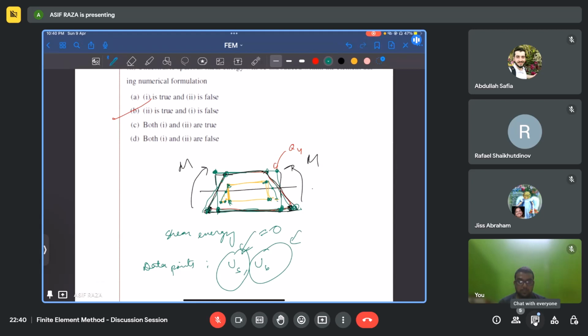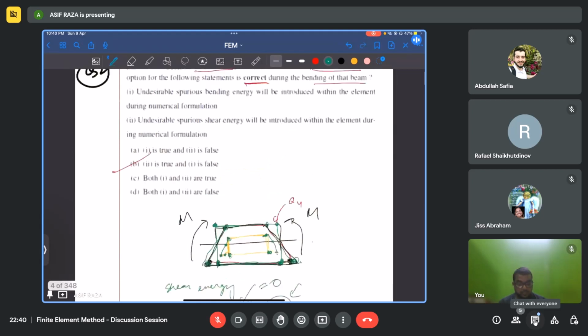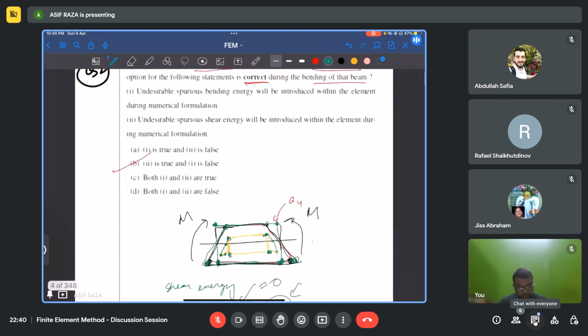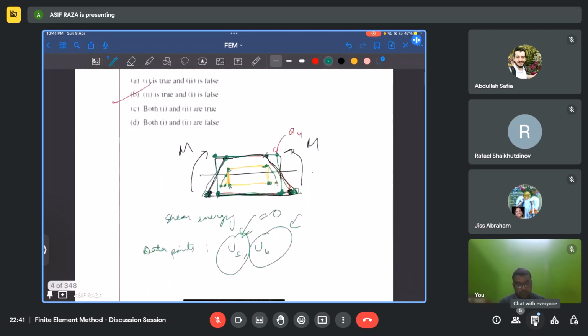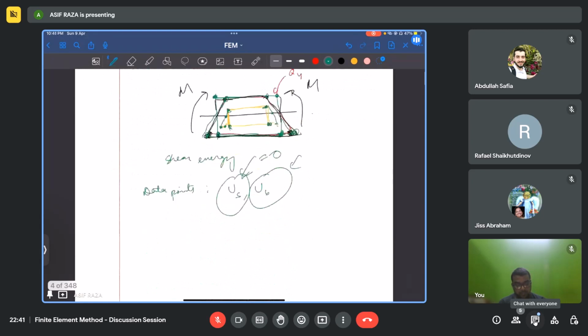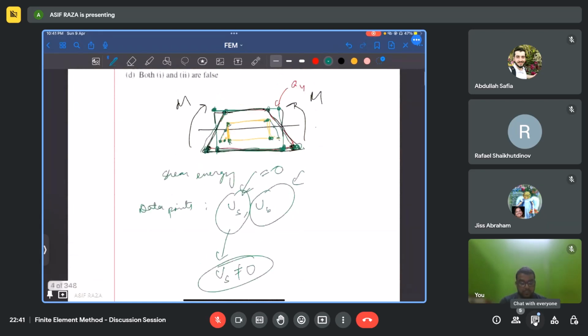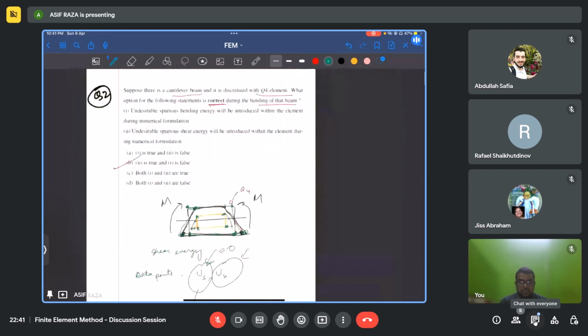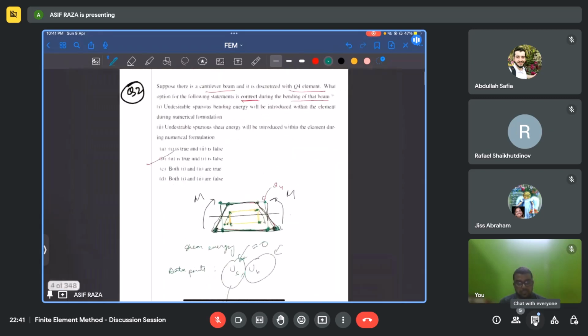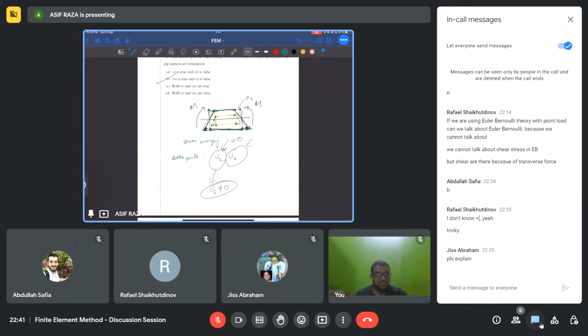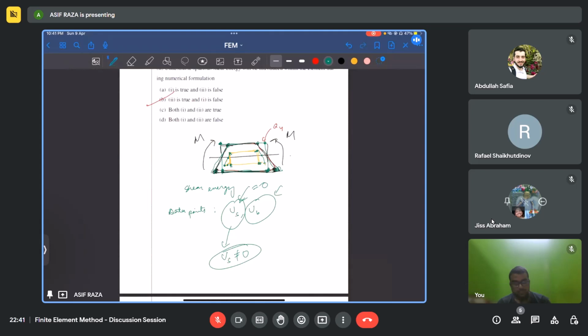But what will happen in this case when we take a Q4 element? Then the spurious shear energy would come into play, and this would not be equal to zero. It's still a vague explanation I have provided. This is not my field of expertise, so I can't help much in this regard.